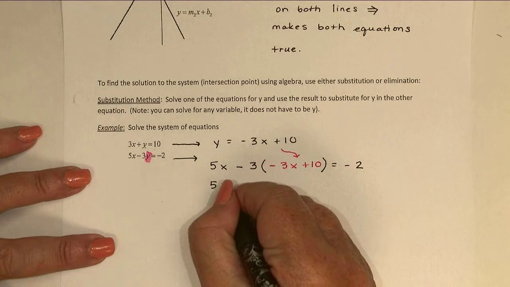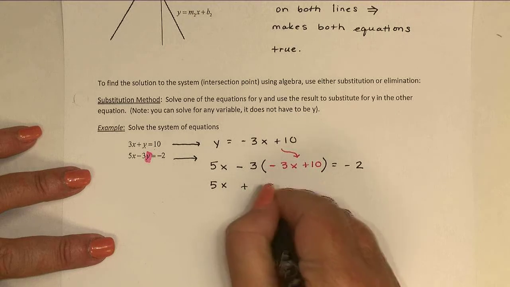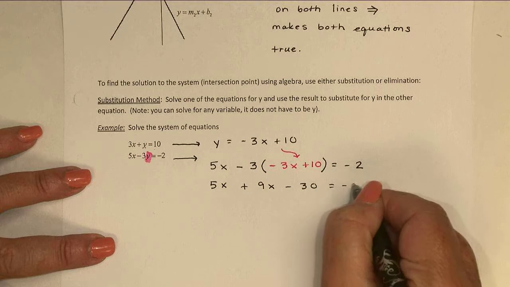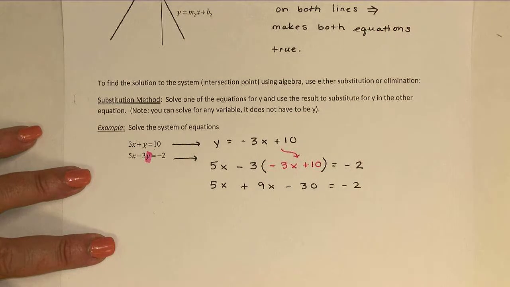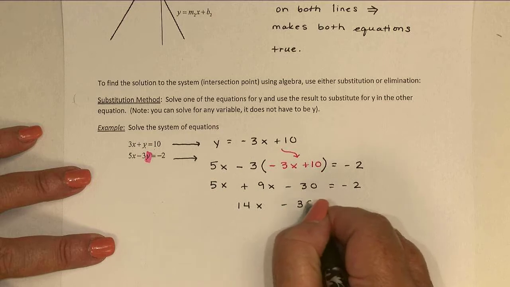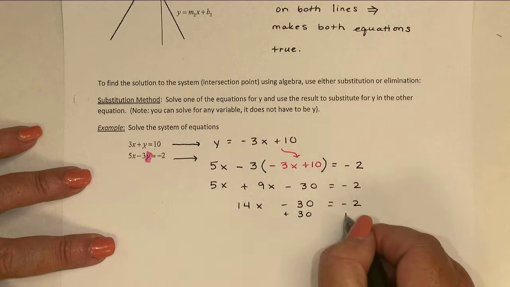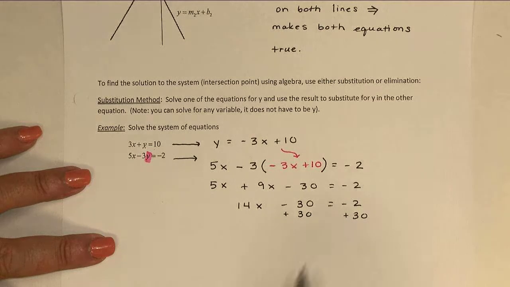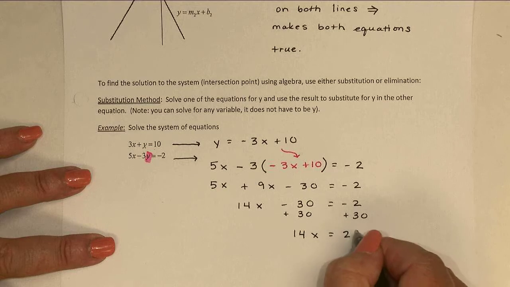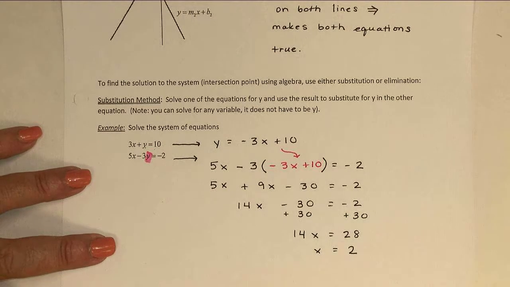So let's go ahead and do that. We've got 5x, and then distributing the negative 3, I'll get a plus 9x minus 30 equals negative 2. So I've got 14x minus 30 equals negative 2. And then just finishing that one up, I'll add the 30 to get 14x equals 28. And dividing by 14 is going to give me x equals 2.